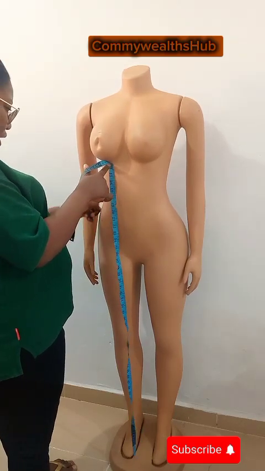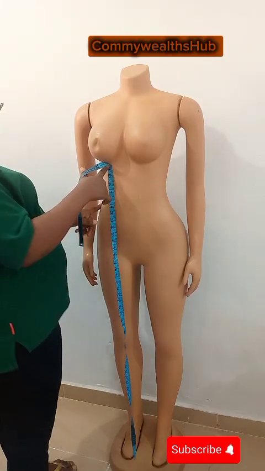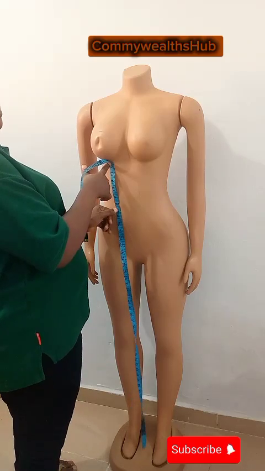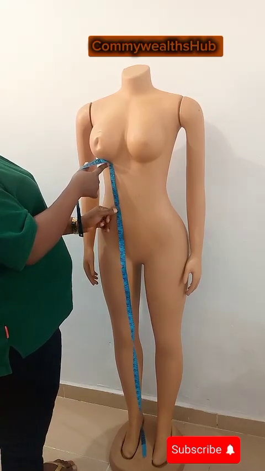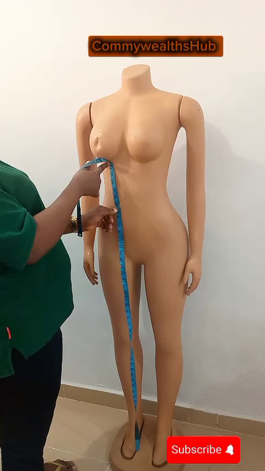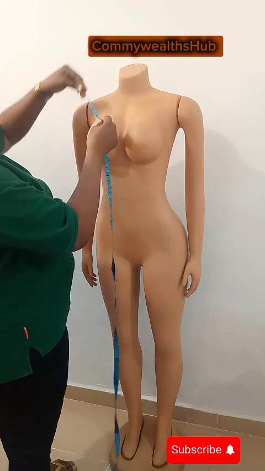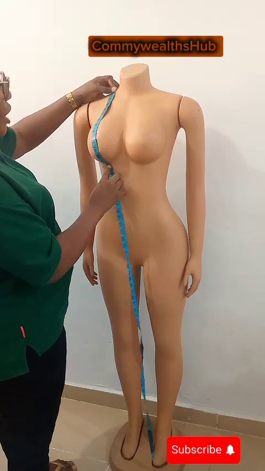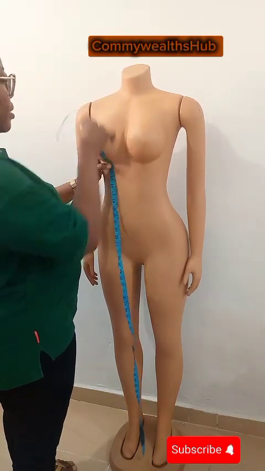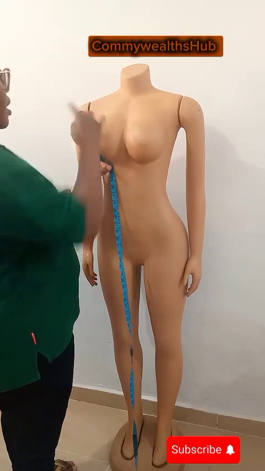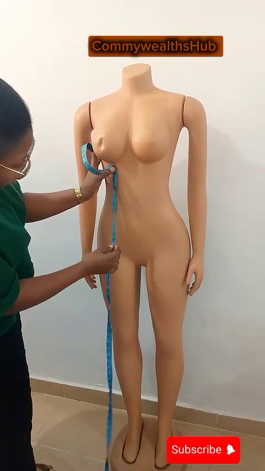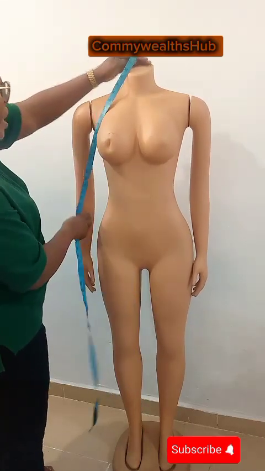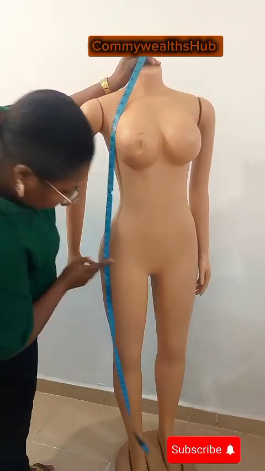Then you take and check where the waist is. This is the waist of my mannequin, and it's telling me 20 inches. So the shoulder to waist of this mannequin is 20 inches. Now the next vertical measurement is shoulder to hip. When you want to check for your shoulder to hip points, or hip length, you are going to position your tape at that point where you see your hip pointing out very well. Look at this mannequin.